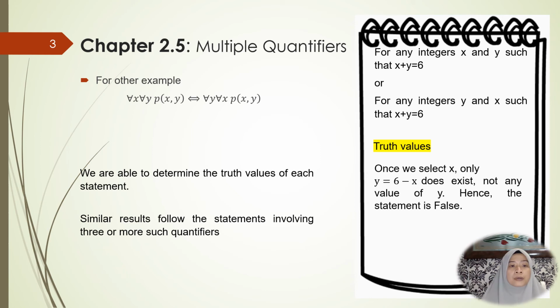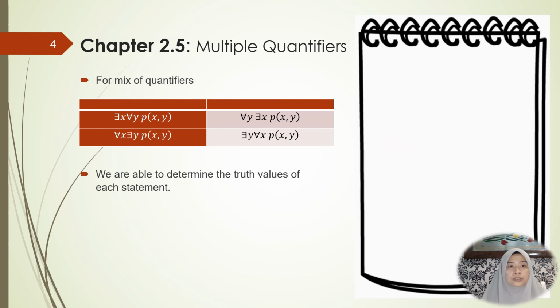Let's say we have more than two quantifiers. The similar result also follows for statements involving three or more such quantifiers. In these notes, we have a mix of quantifiers. For example, we have there exists x for all y, P(x, y); for all y there exists x, P(x, y); or for all x there exists y, P(x, y); or there exists y for all x, P(x, y). The way we read the quantifiers is from left to right.